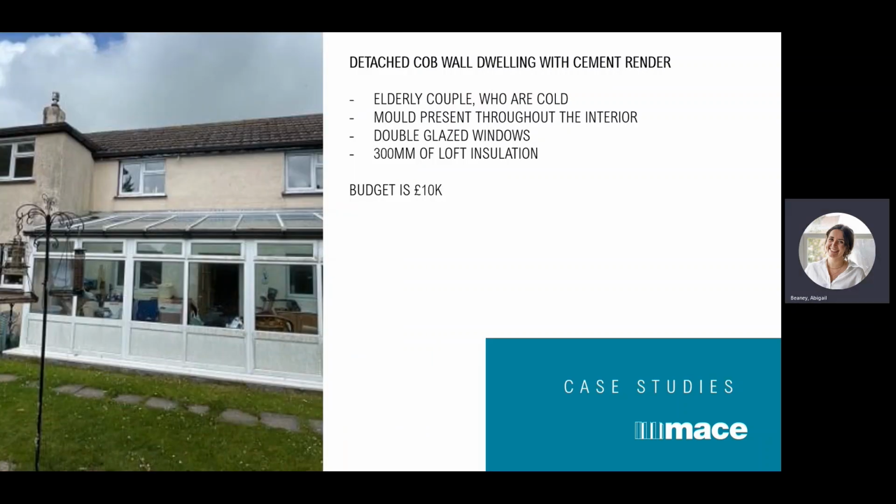Okay, and the last case study is a bit of an unusual one. So this is a detached cob wall dwelling, which has had cement render installed around it. There's an elderly couple who are living here who are cold. There's mold present throughout the interior. Windows are double glazed. There's 300 mil of loft insulation.